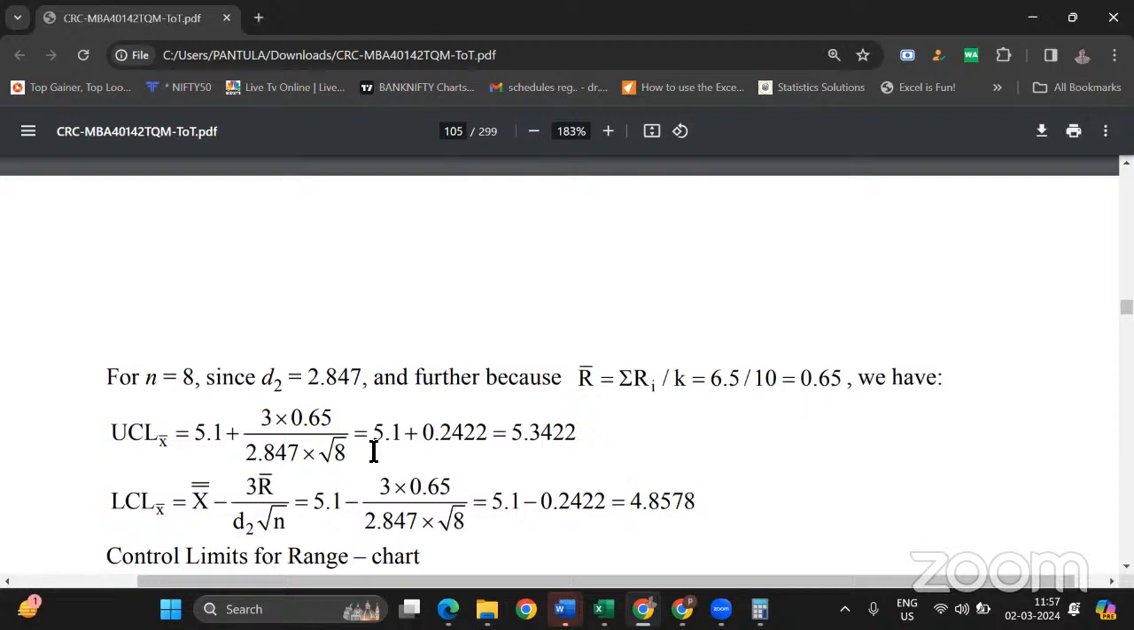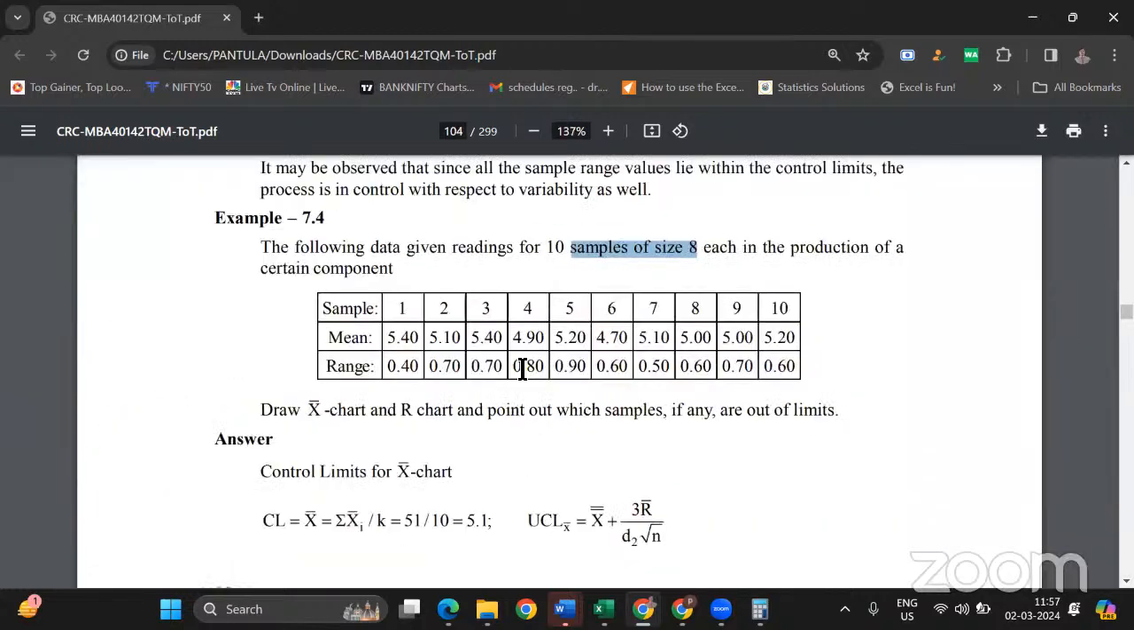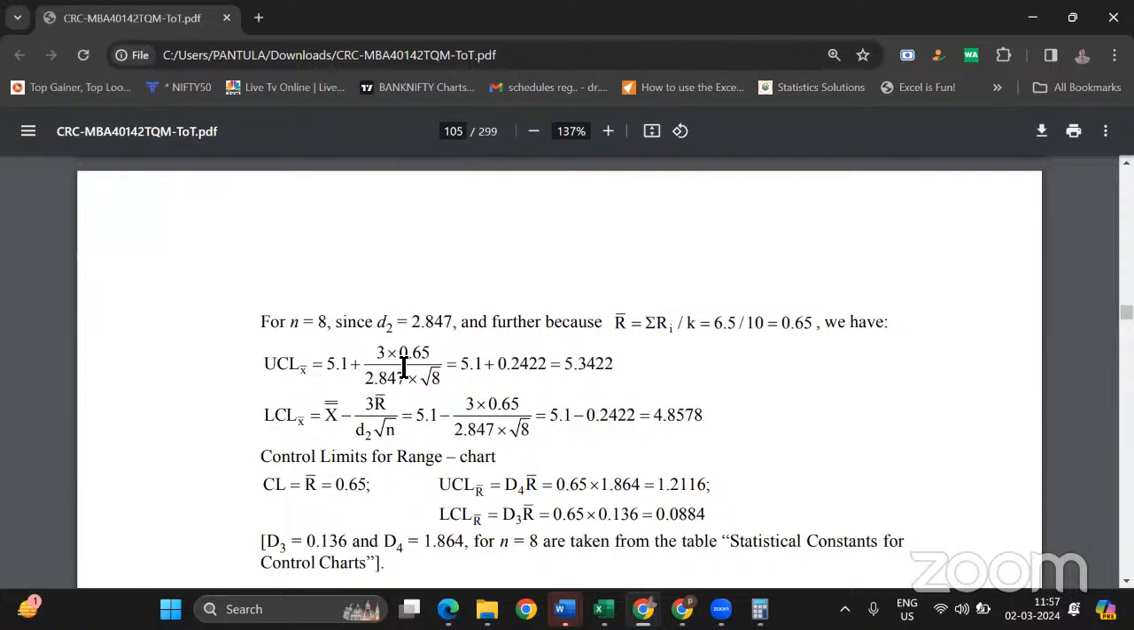So now we are going to consider it like this. Here we consider 5.1 plus 3 into 0.65, because 0.65 is R bar calculation, divided by 2.87, D2, into square root of 8. That equals the values we are going to get. This is 5.6, this is upper. This is lower, so here plus, there it is minus. Now the same value we are going to subtract for the lower control limit.